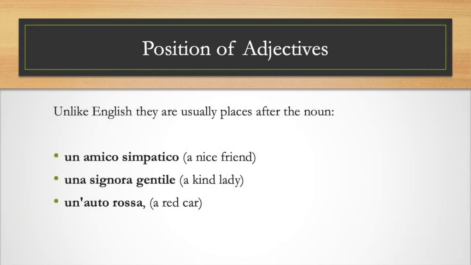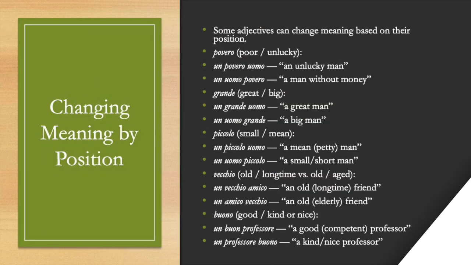Unlike in English, descriptive adjectives in Italian usually come after the noun. For example, you say un amico simpatico, not un simpatico amico, a nice friend. So you say una signora gentile, placing gentile after signora, not in front of it, as you do in English, a kind lady. Un'auto rossa, a red car, and not una rossa auto.